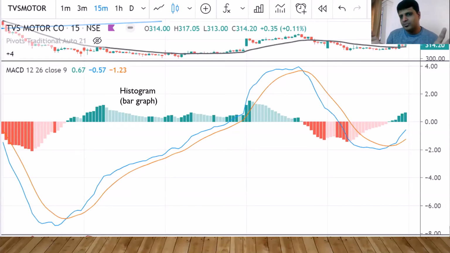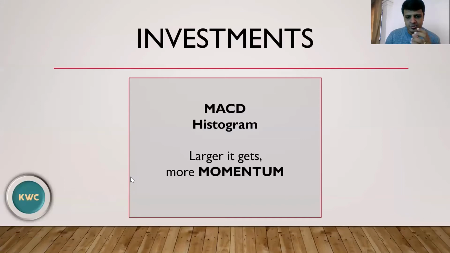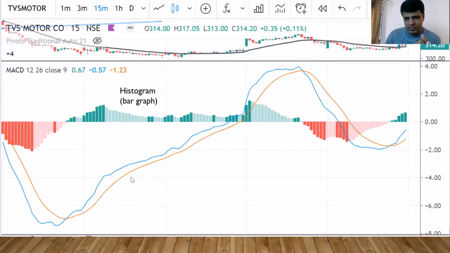Now, these are all important. For me, histogram is very important. And the crossover. Okay, so let's now look at what I mean by the histogram. Okay, let me just quickly explain the histogram. You can see here that there are the dark greens, the light greens, the dark reds, the light reds.